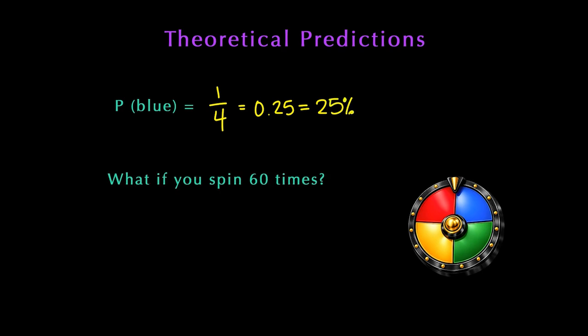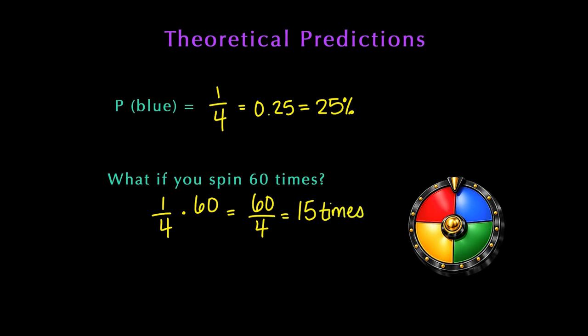Let's take a look at a spinner. If I were to spin a 4-part spinner, what is the probability that I would land on blue? Again, my sample space is 1 of each color: red, blue, green, and yellow. That means I have 1 blue out of 4 colors. That gives me 25 hundredths, which equals 25%. What if I spin it 60 times? How many times do I predict I would land on blue? Again, we take 1/4 times 60, which equals 60 divided by 4, which equals 15 times.